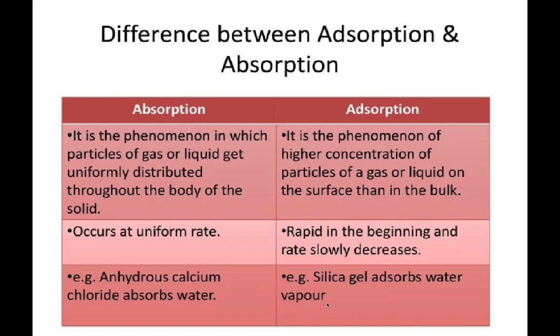Absorption occurs in the bulk and is uniformly distributed throughout the body, whereas adsorption occurs at high concentration at the surface rather than in the bulk. Absorption occurs uniformly. Adsorption is very fast at the beginning and then slowly decreases. An example of absorption is anhydrous calcium chloride absorbing water, whereas in adsorption, silica gel adsorbs water vapor.